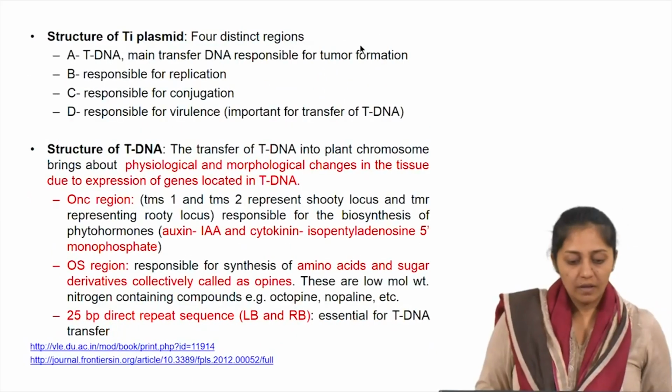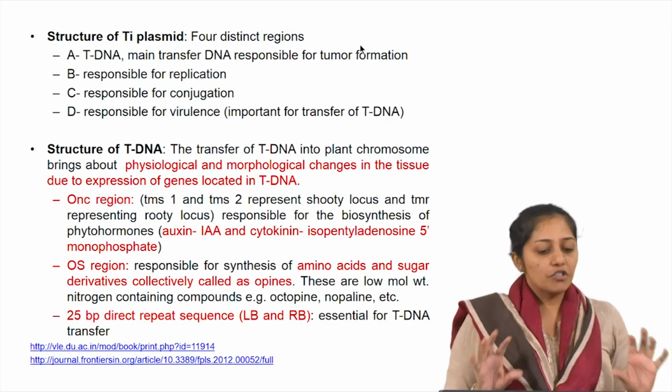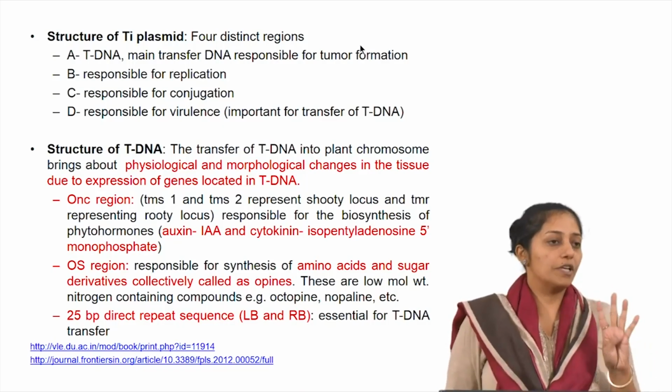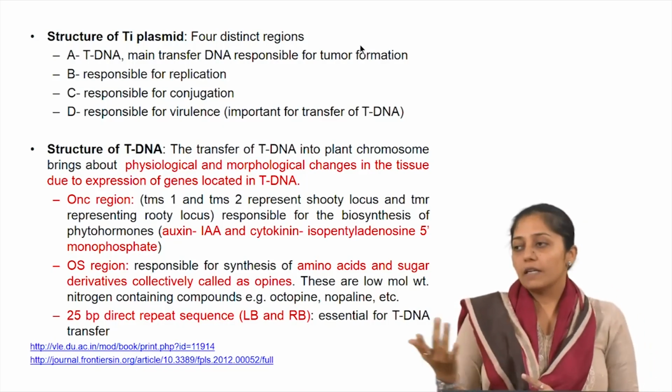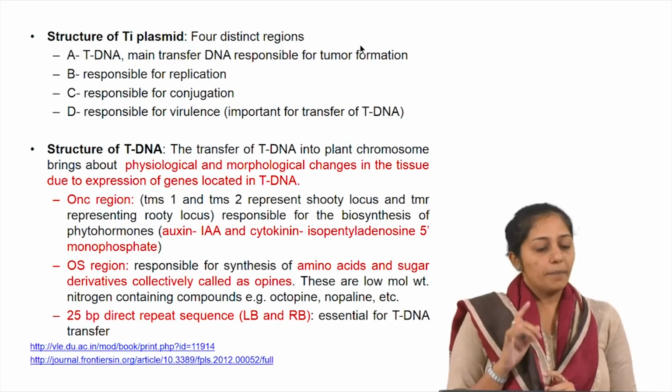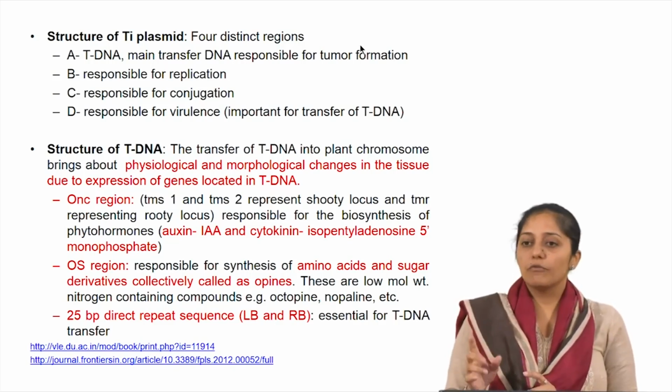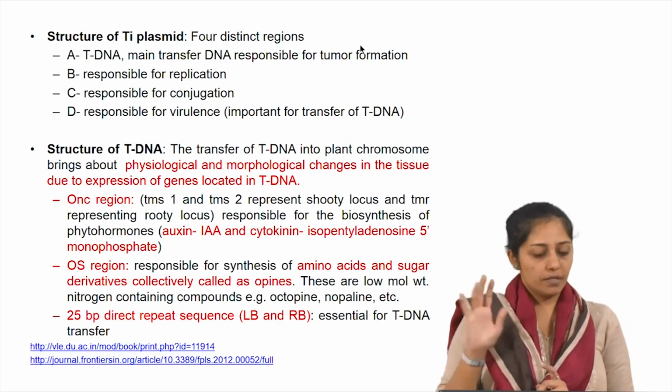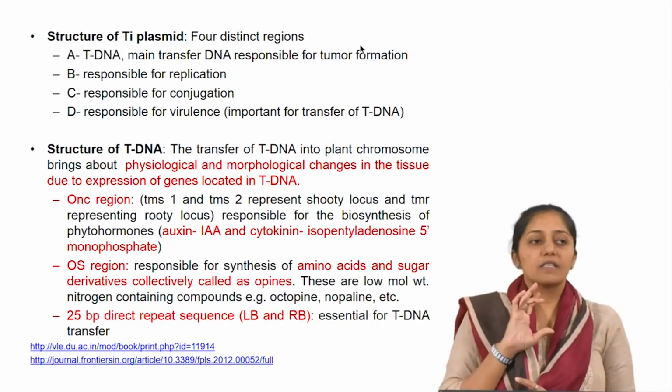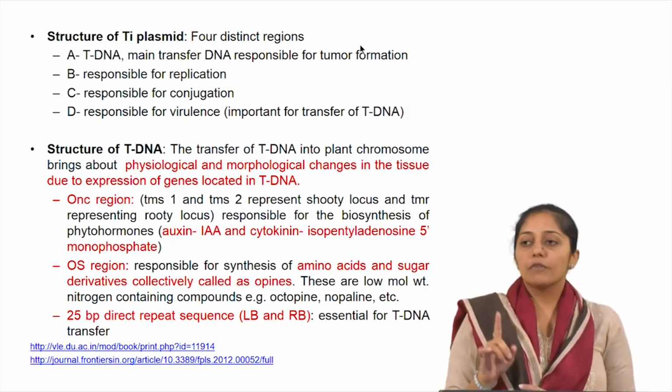So what happens in the structure of the TI plasmid? There are 4 regions. One is your tDNA region. This is the main transfer DNA responsible for the tumor induction. It has all those genes. The second region in this TI plasmid is responsible for replication.